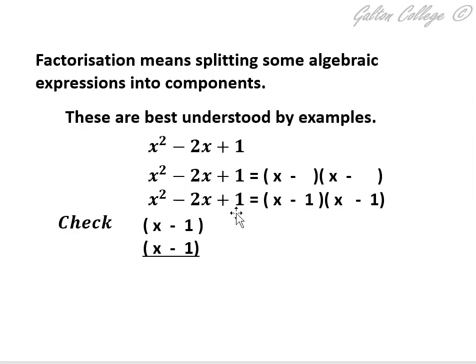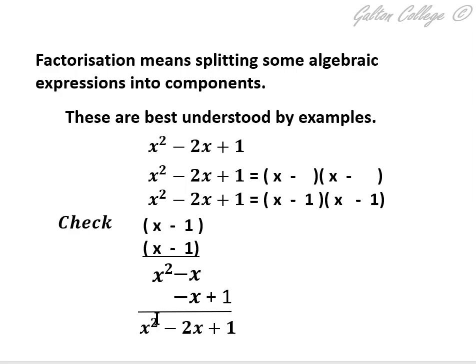Here we've got our factors. We've now decomposed this into its constituent parts. So we've got our factors here. X minus 1 times x minus 1. So multiply it out. That's the way to check it. X minus 1 times x minus 1. Well, first of all, x times x is x squared. X times minus 1 is minus x. Now multiply by minus 1. Minus 1 times x is minus x. Minus 1 times minus 1 is plus 1.